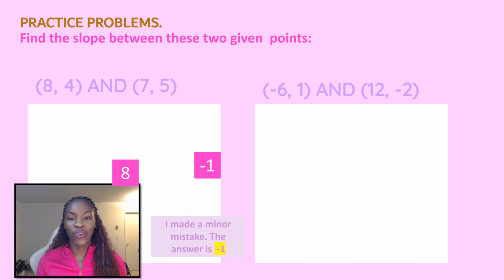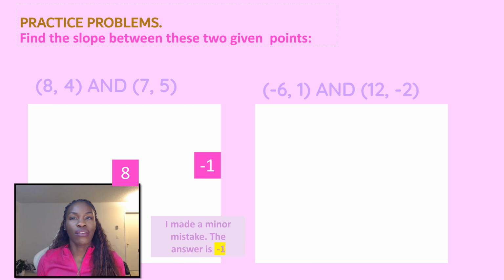So here we have some practice problems and we're gonna go ahead and conquer them. Okay, so it says find the slope between these two given points. All right, let's do it. So we have (8, 4) and (7, 5).